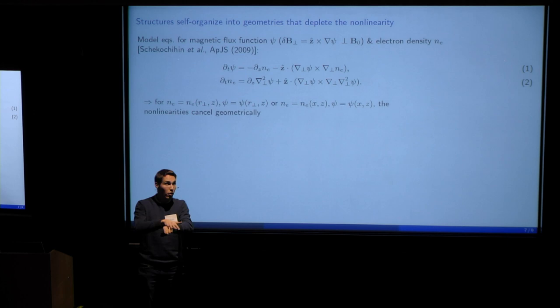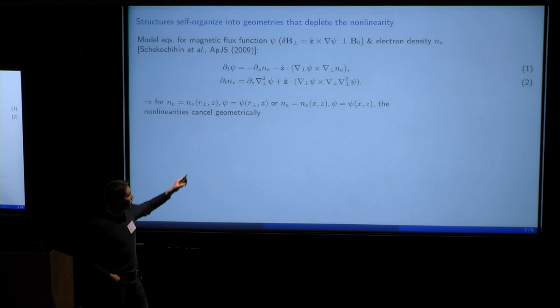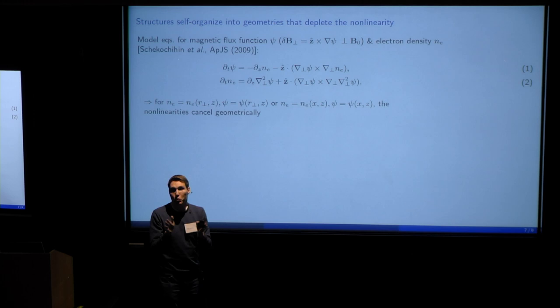Another case: if there's dependence on just one of the perpendicular coordinates, let's say x, all the gradients will be aligned and the nonlinearities will cancel geometrically. So then you're left with a wave system.